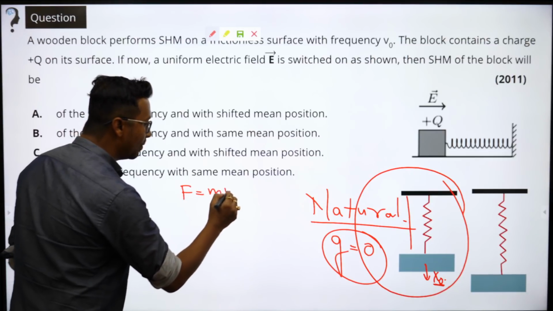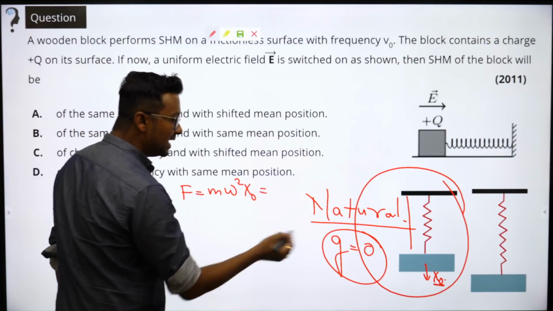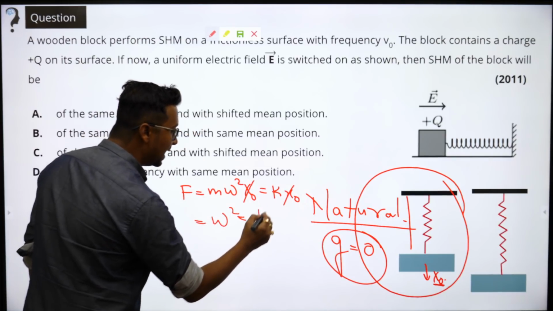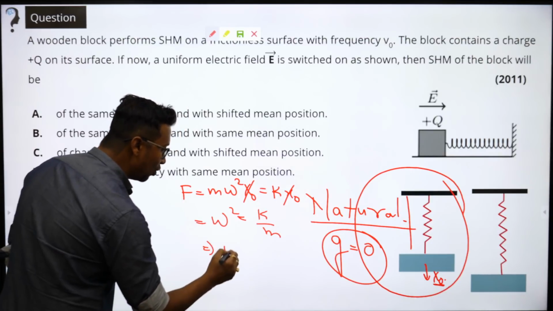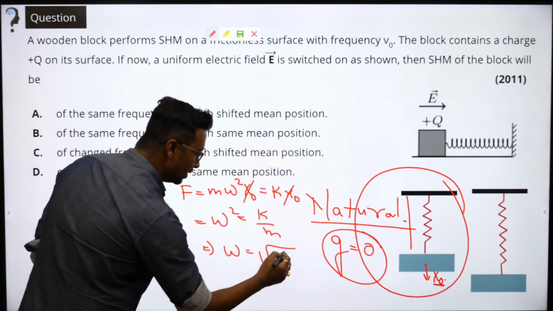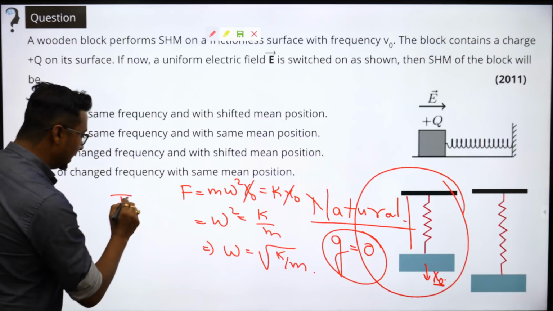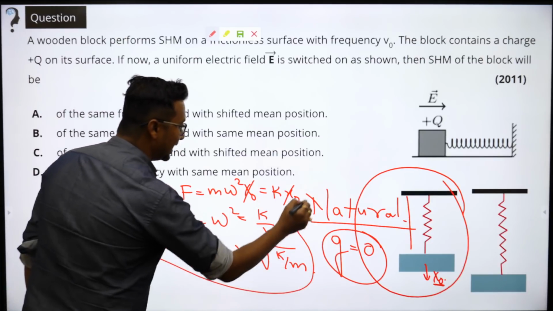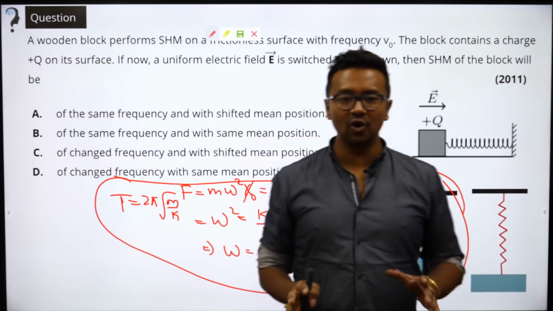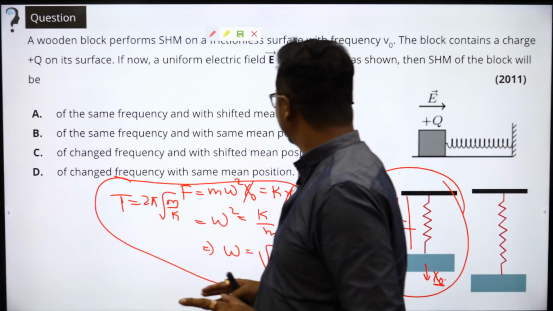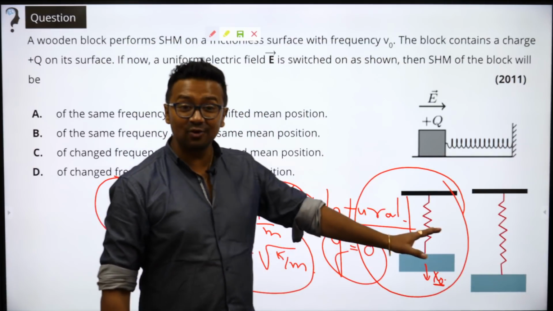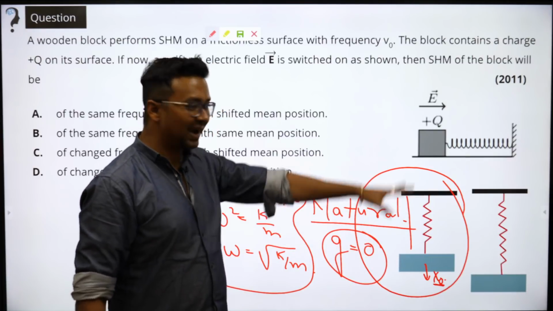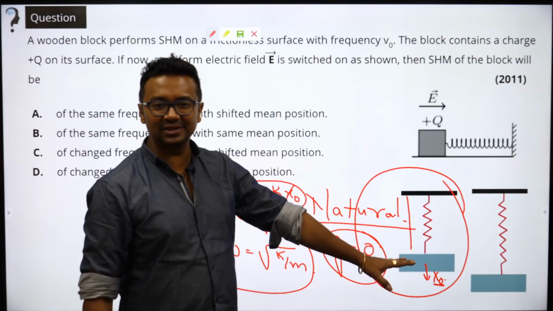Force, that is m omega square x naught, will be equal to k x naught. X naught cancels, omega square will be k by m, which implies omega is going to be root over k by m. Time period will be 2 pi root over m by k. We already know all this from SHM. Very good guys. If you have done the analysis nicely, it is superb. So right now, this is the time period and the frequency of the SHM.